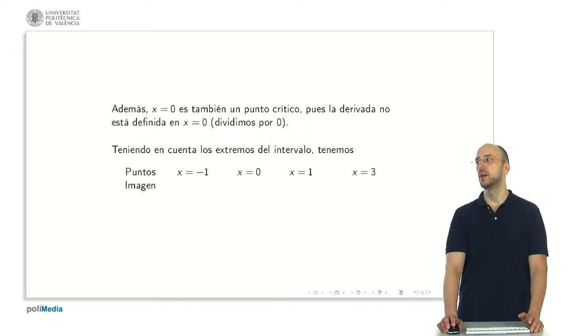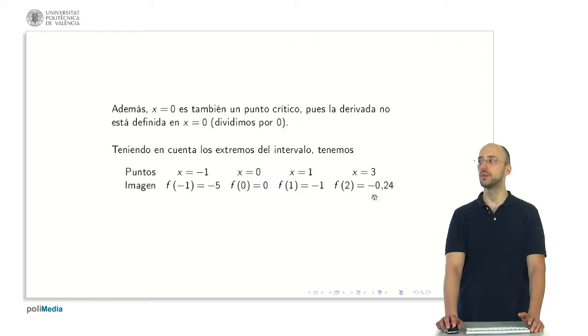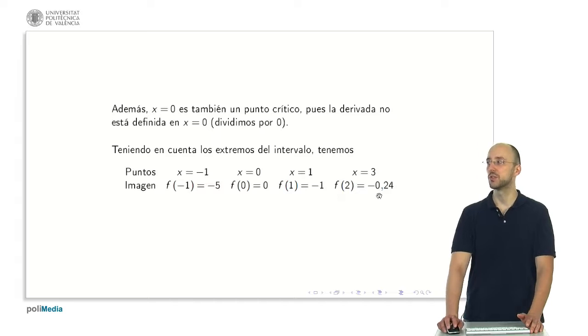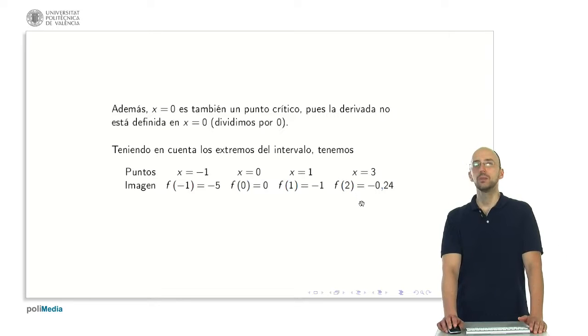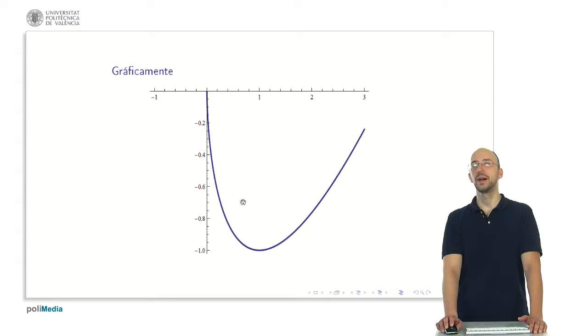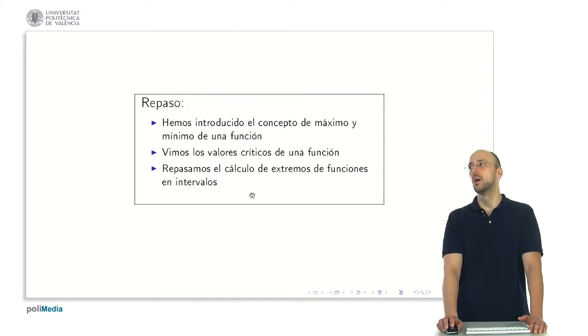Notice. Here, I've listed the points 0 and 1, along with the two interval extremes, and calculated the function's values at these points. The function at minus 1 is worth minus 5, at 0 it's 0, at 1 it's minus 1, and at 3 it's minus 0.24. What is the maximum and what is the minimum? In this case, the smallest value is minus 5, and the largest value is 0. So the minimum occurs at (minus 1, minus 5), and the maximum occurs at (0, 0). The graph of the function is shown here. It's defined only between minus 1 and 3, and it reaches a minimum at (minus 1, minus 5) and a maximum at (0, 0).